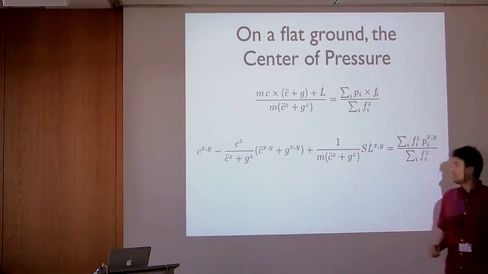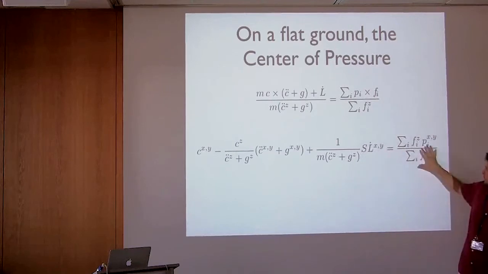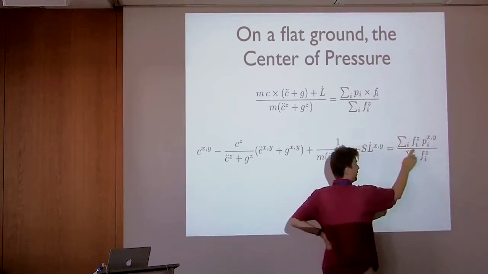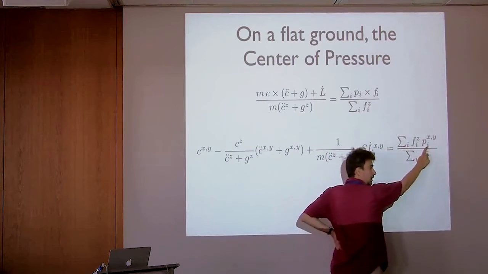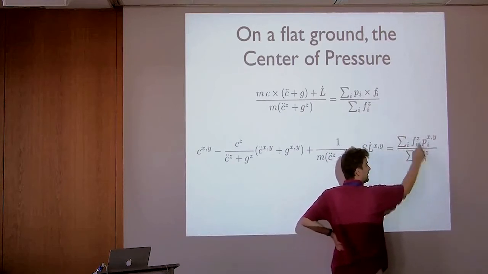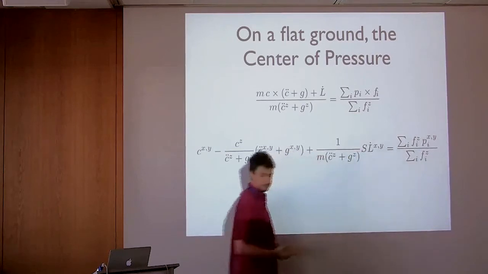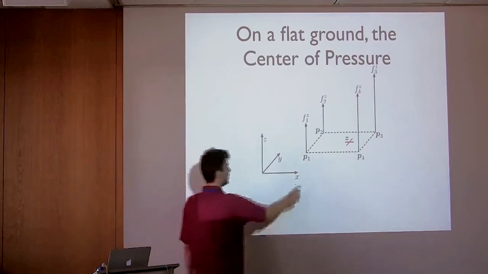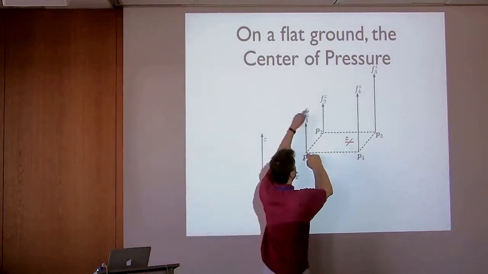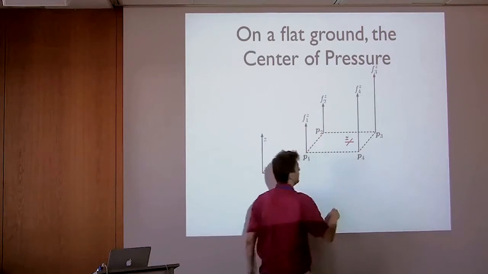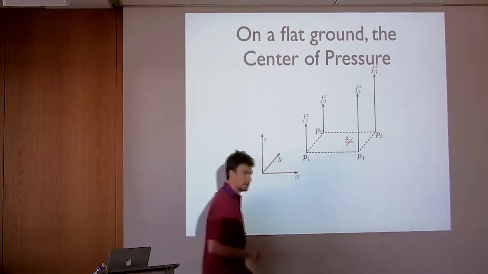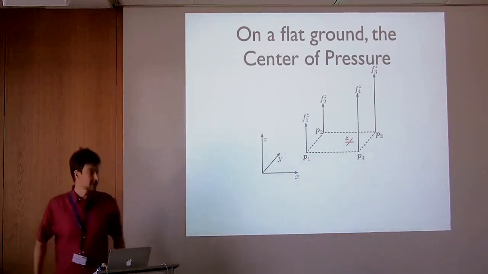So that was quite boring, but the end point is interesting. What appears here is a sum of the positions of the contact points, but this sum is weighted by the normal force. You have the contact points, you have the vertical normal force, and then you have this point, which I will call Z, which is the weighted sum. This point is the center of pressure.